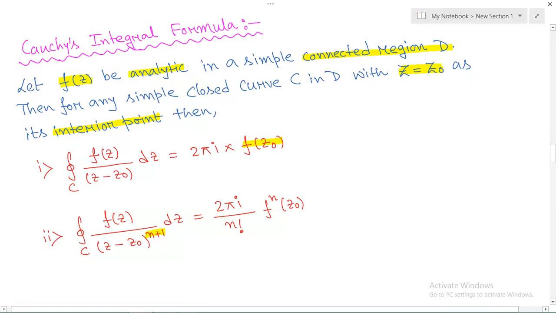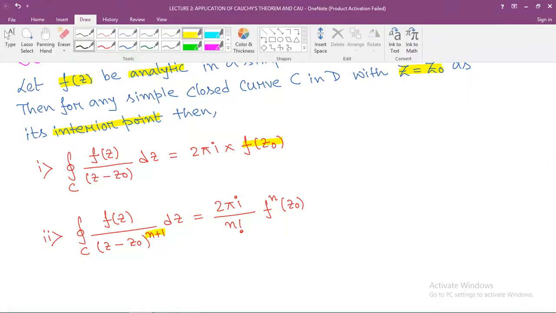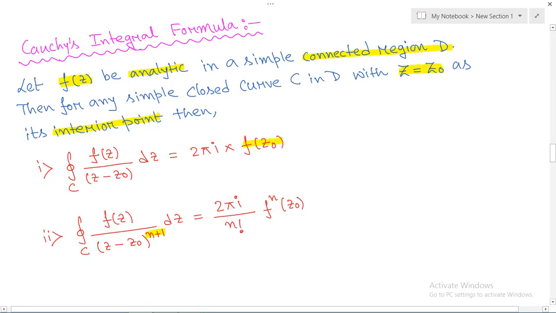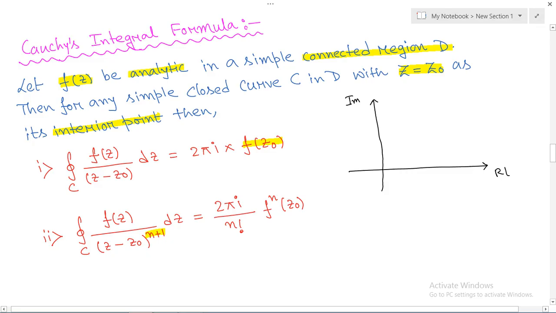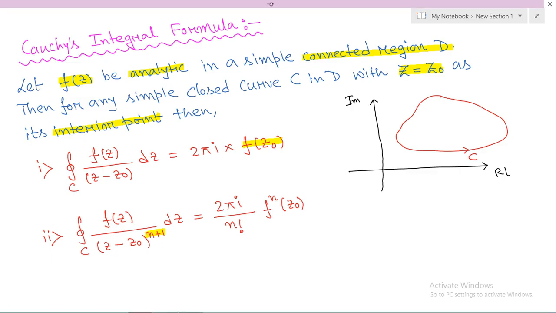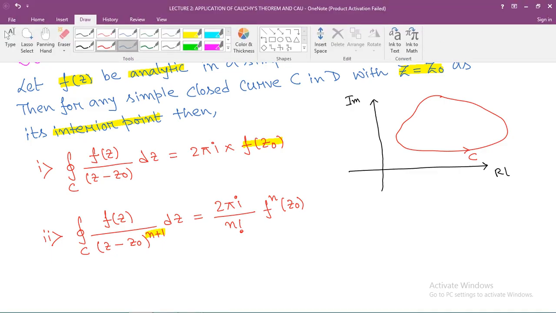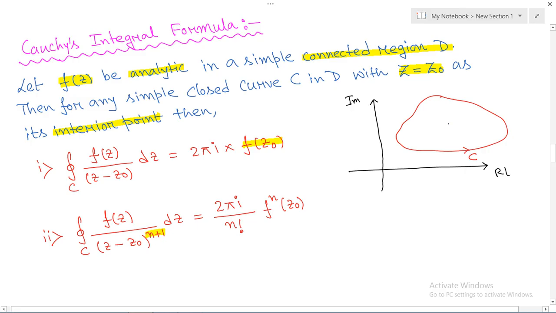So let us try to understand what it is trying to say, Cauchy's integral formula. Suppose we have the imaginary axis and here we have the real axis. Now we are going to draw one simply connected region, say this is a simply connected region enclosed by a curve capital C. For this one, z equal to z0 is an interior point.